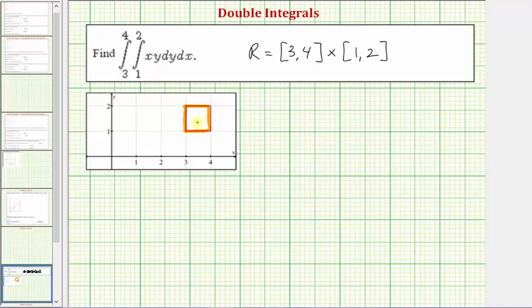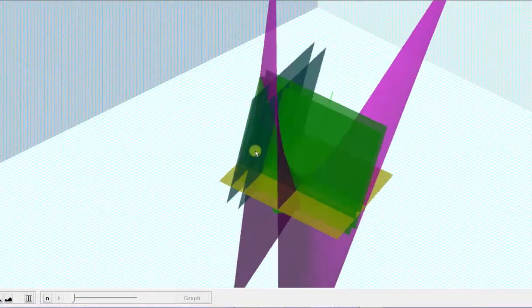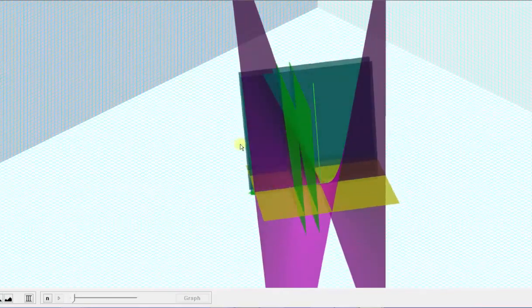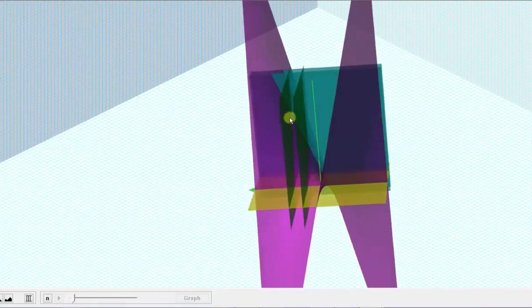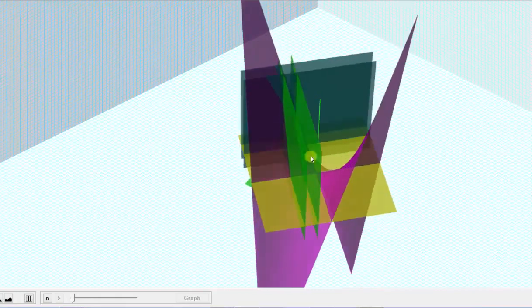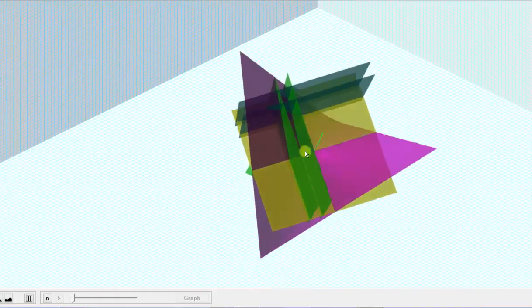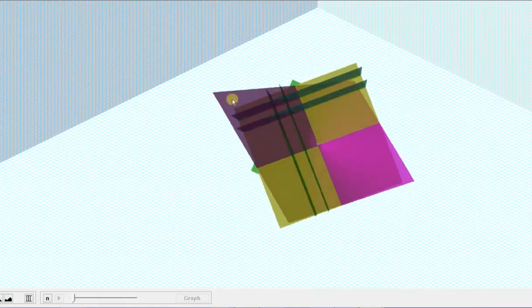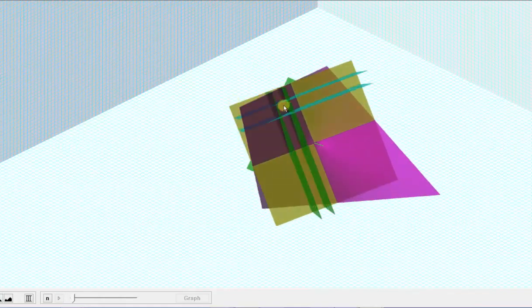So this graph is pretty busy, but the surface f of x comma y is graphed in purple. The region of integration is this square region here. If we look down on the region of integration, we can see that the purple surface is above the xy plane graphed in yellow, which means a double integral is going to give us the volume below the surface above the xy plane over this region.